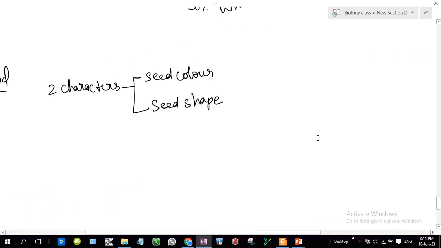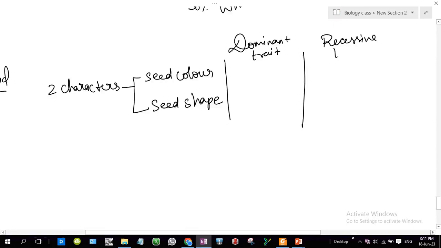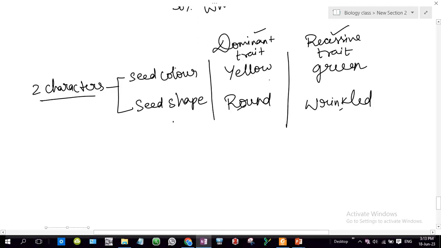So what is going to be the dominant and recessive trait? Okay, so look at here. So we have a dominant trait and recessive trait. Okay, so dominant trait, seed color, what is the dominant color? It's going to be yellow, and recessive trait is green. Okay, seed shape, round is dominant, and recessive is wrinkled. So yellow, how am I going to represent it? As capital Y, capital Y. Green as small y. Round as capital R, capital R. Wrinkled as small r, small r.